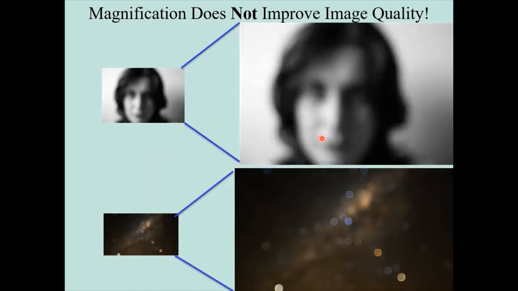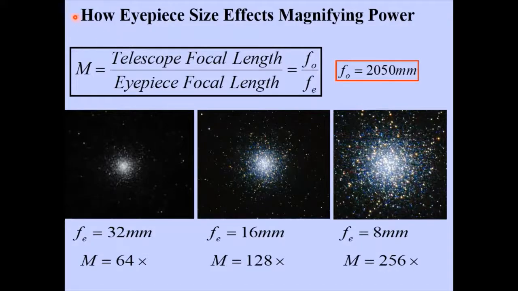We can always zoom in on an image later to make it larger. So let's see how the eyepiece size affects the magnifying power. Here's our formula for calculating magnification. For my telescope that I took these pictures with, the telescope focal length, the FO, is 2,050 millimeters. That's 2.05 meters, meaning it's about 6.5 feet tall.